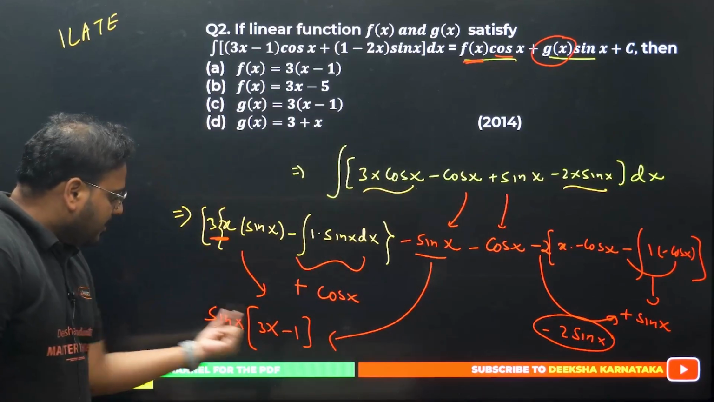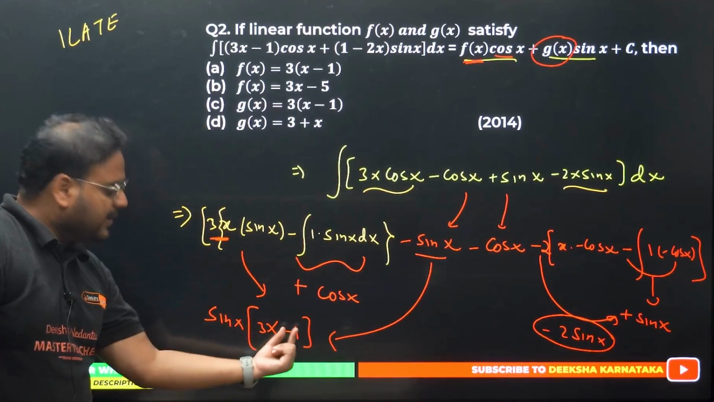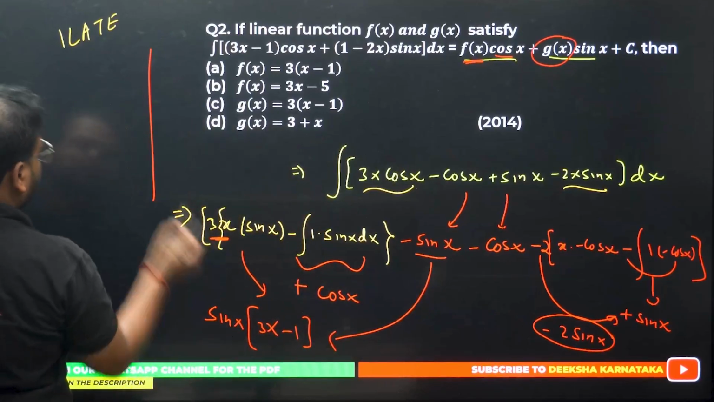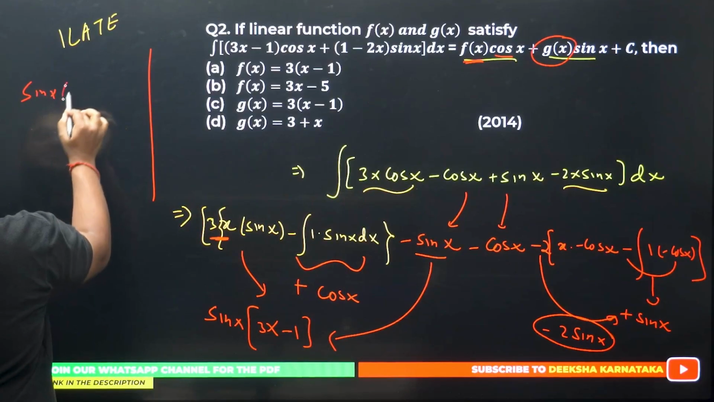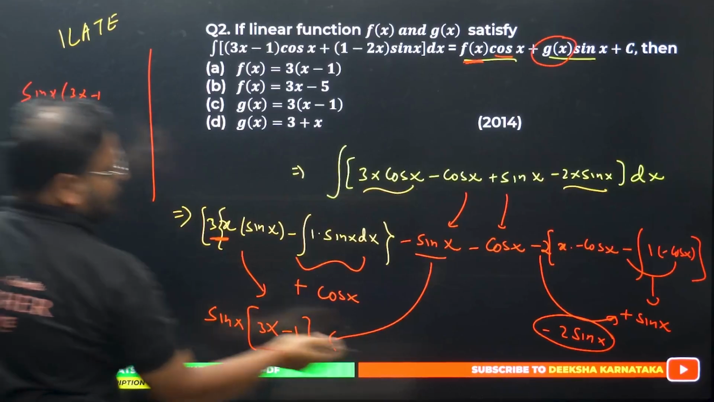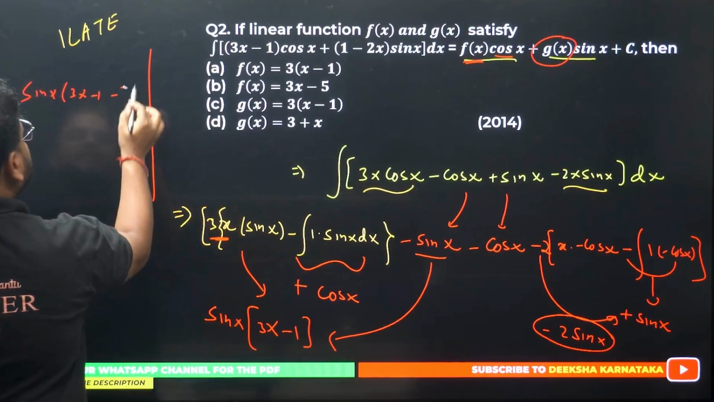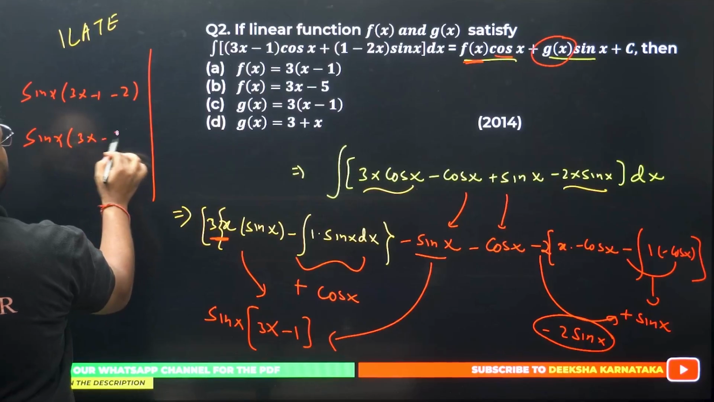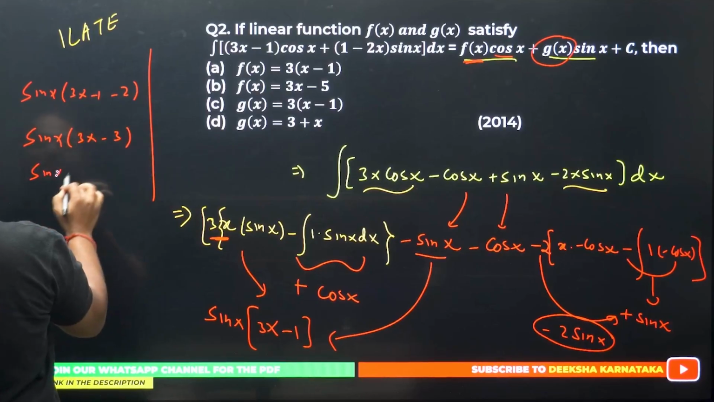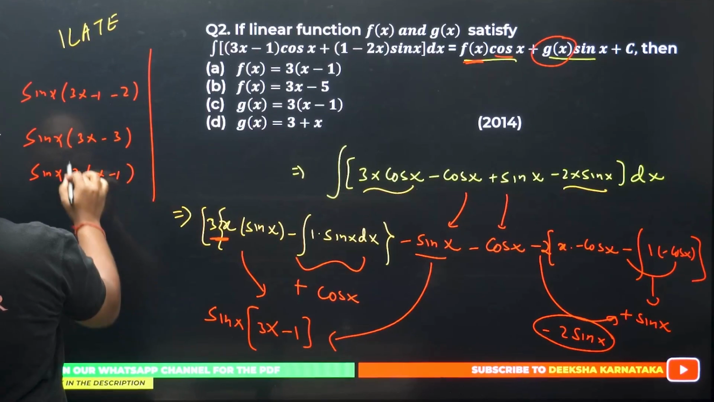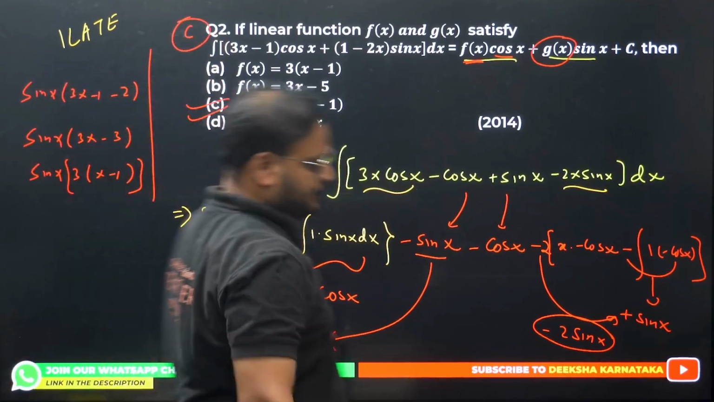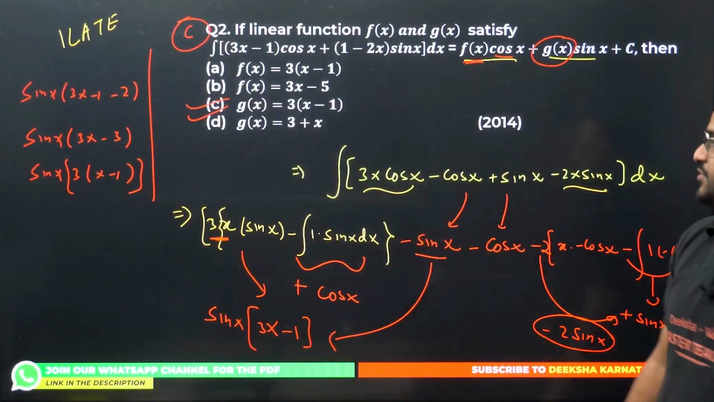Here I have sin x times 3x minus 1. Take this also common. I'm taking the terms over here, these two only, sin x times 3x minus 1. I'm taking from here also common, it becomes minus 2. Check this out. I'm getting sin x of 3x minus 3. What I'm getting? Sin x of 3 times of x minus 1. That's my answer. Option C is correct.